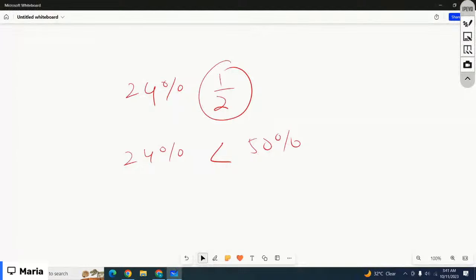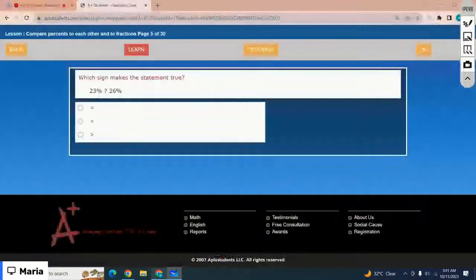Got it? Because you don't have any example here, and the lesson name is compare percents to each other and to fractions, but for fractions you're not given any example. Got it?